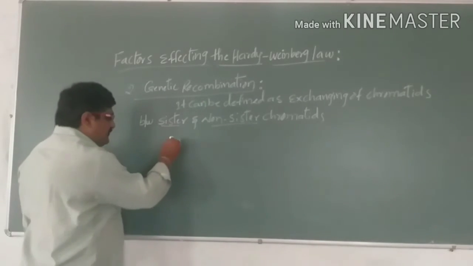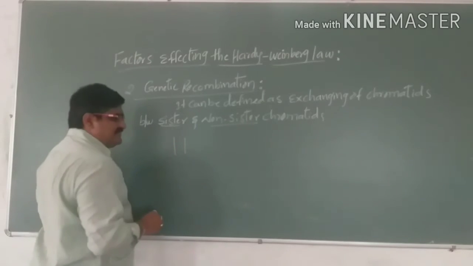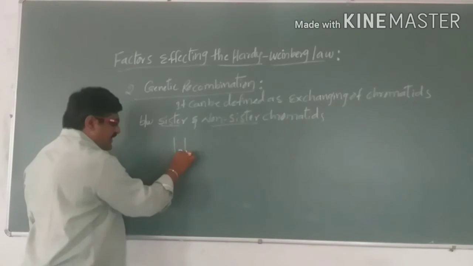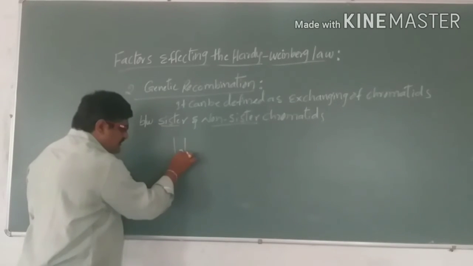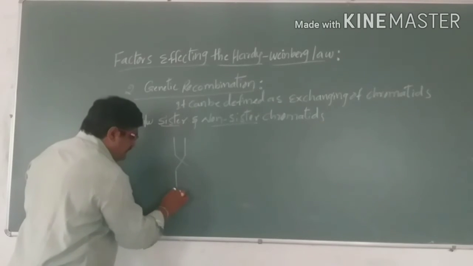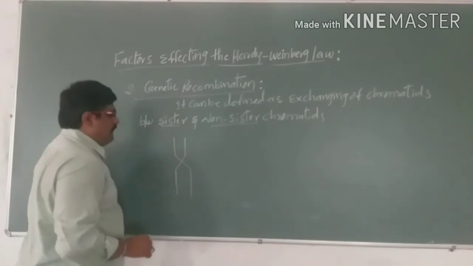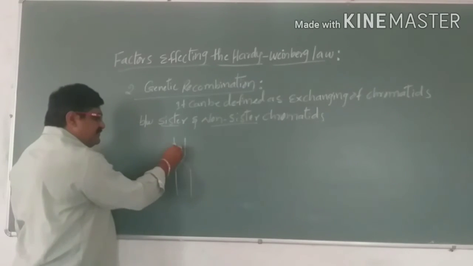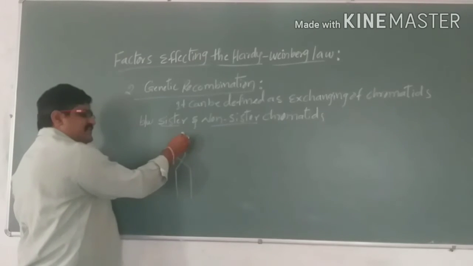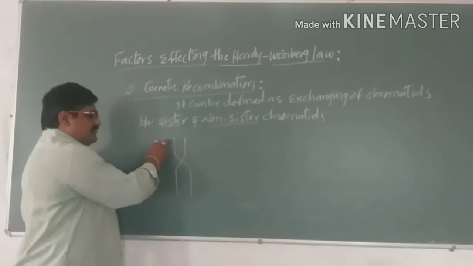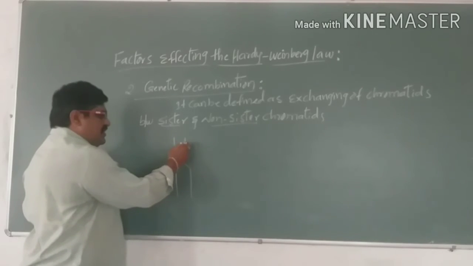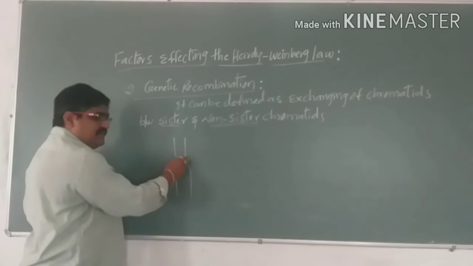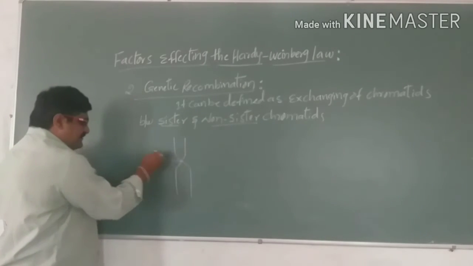For example, these are two chromatids where crossing over takes place. In crossing over, the exchange of chromatids takes place between sister and non-sister chromatids. This is the same chromosome, this is one chromosome and this is another chromosome. The exchange of material, that is the chromatids, takes place in the form of chiasmata.